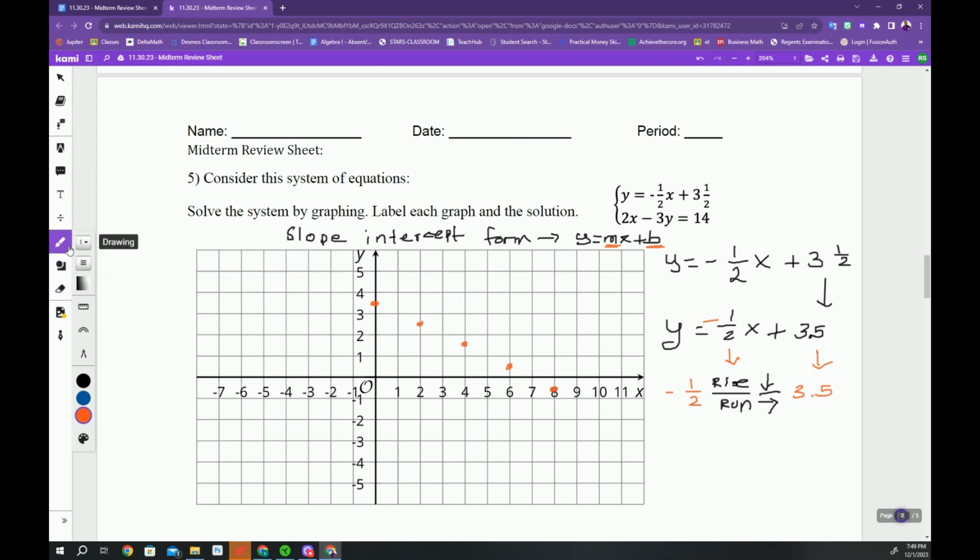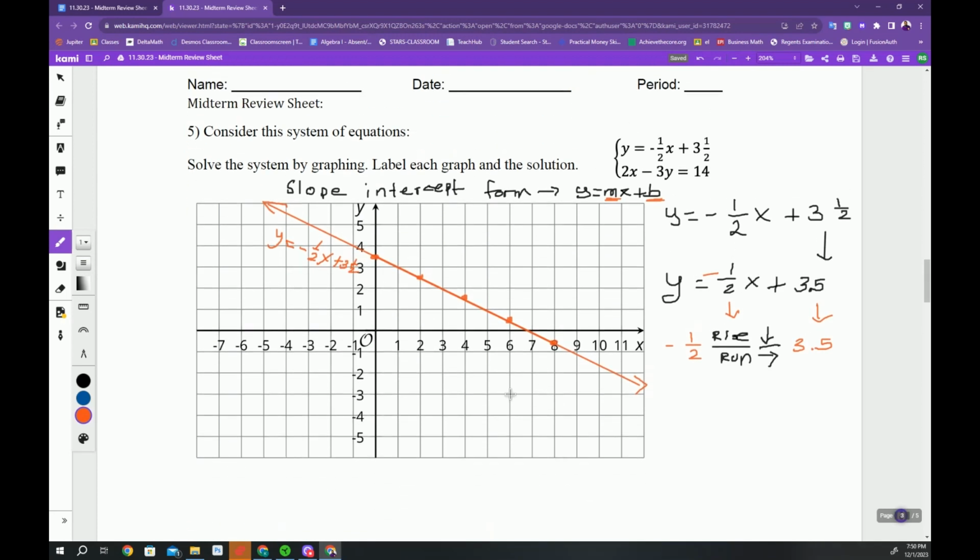It could be a ruler, it could be your ID card. Line up all the dots, and draw a straight line from one end of the graph to the other. Notice I'm going all the way to the end. And then I'm going to add a little arrow. And then I go all the way to the other end. Make sure everything's lined up. And another arrow. They say to make sure you label each graph, meaning you put the equation next to the line. y equals negative 1 half x plus 3.5.